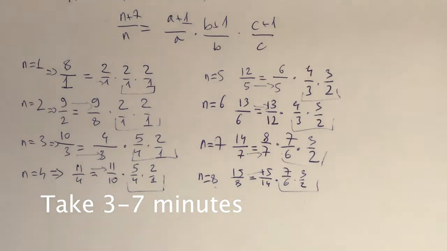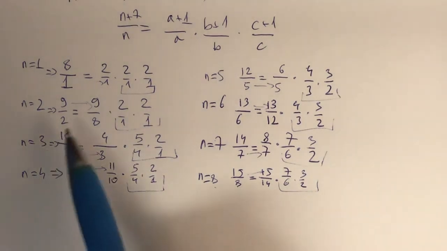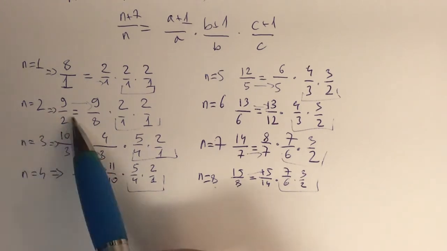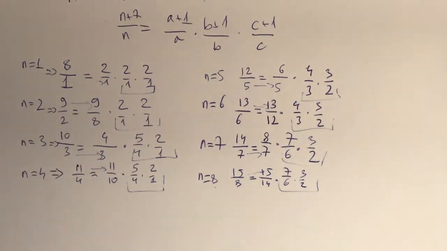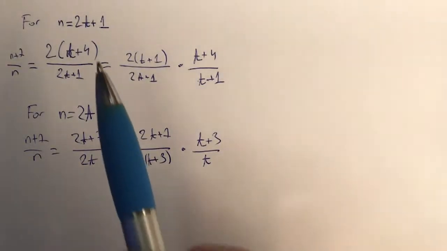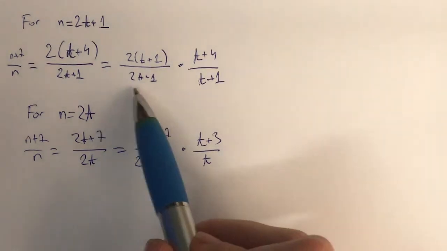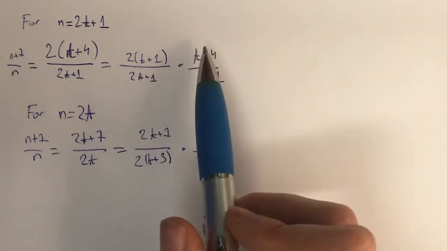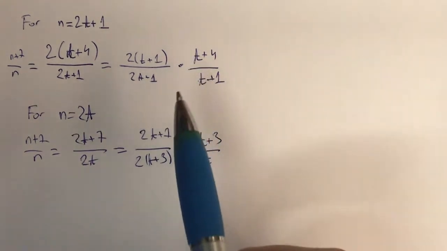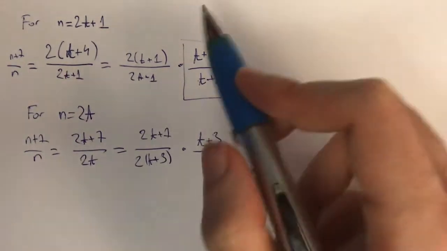Now I would ask you to take 3 to 7 minutes and try to generalize this. Before I show you the solution, notice that we would have to separate out the even n and the odd n. Now comes the solution. For n equals 2t plus 1, we write the solution with 2t plus 1 being one of the m's. Then we're left with (t plus 4) over (t plus 1), which we have solved already because we solved the case k equals 2.